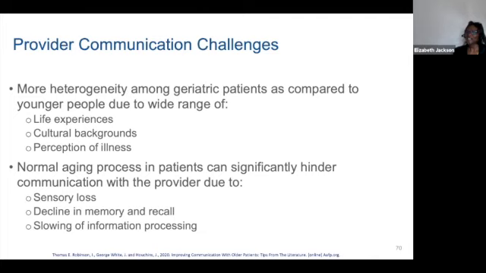Because there's more heterogeneity among geriatric patients as compared to younger people due to a wide range of life experiences, cultural backgrounds, perception of illness. This is an important concept to keep in mind. We should also keep in mind that the aging process in patients can significantly hinder communications with provider, and this might be due to sensory loss, decline in memory and recall, slowing of information processing. Next slide, please.